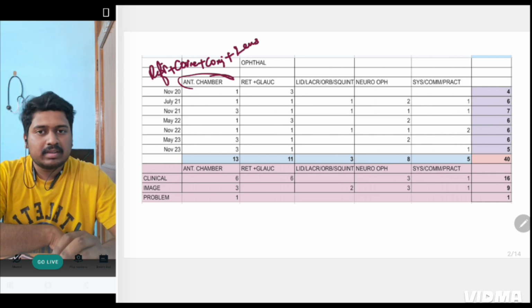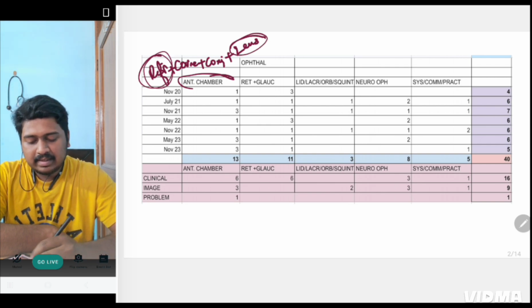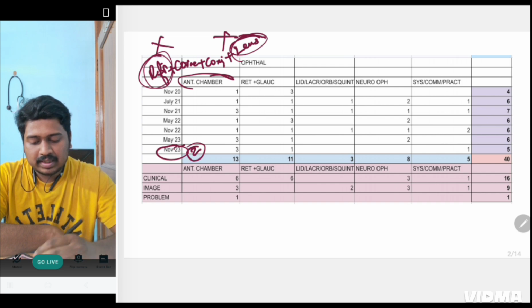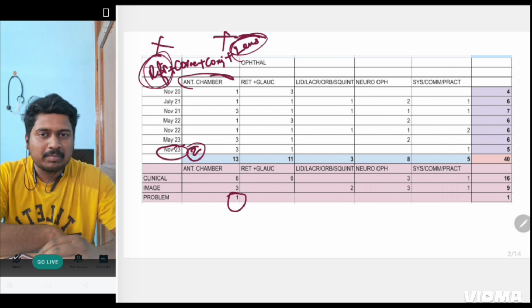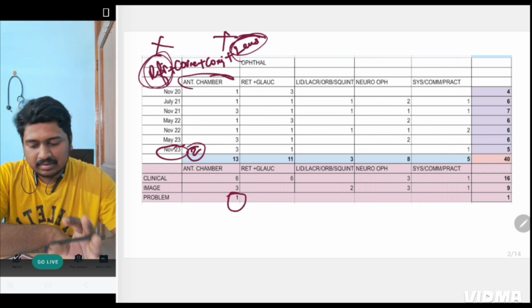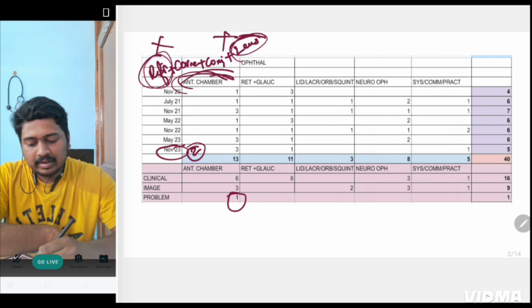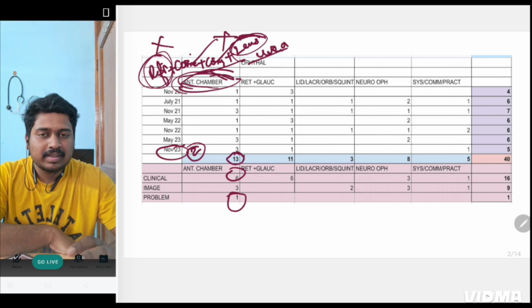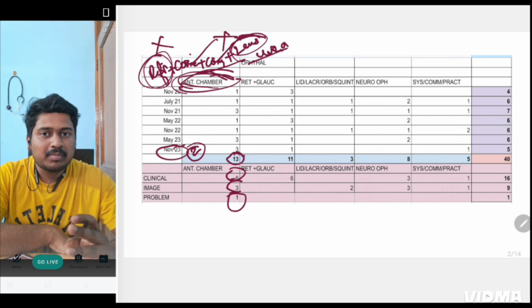These were the main topics, out of which lens and refraction had no questions asked, except in November 2023, when two questions were asked in refraction, and one of them was problem based. Till then, no questions were asked from refraction. Majority of the questions in the anterior chamber were asked from cornea, conjunctiva and uvea. In these three topics there were six clinical questions, almost 50% of the total asked, along with images, mainly based on keratitis, conjunctivitis and uveitis. So give more importance to this part.